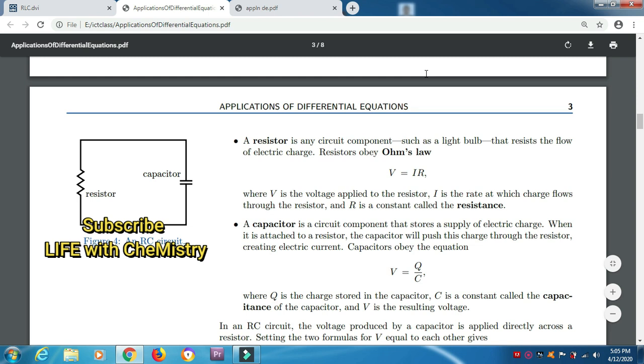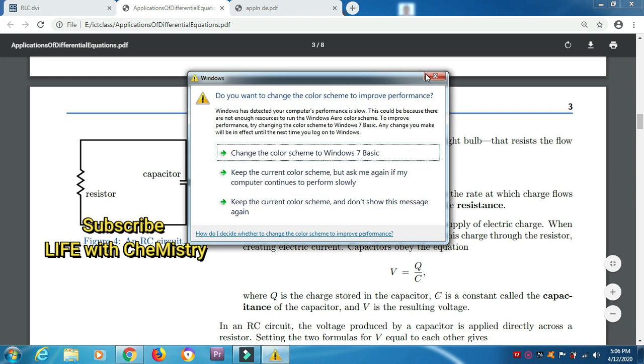V equal to IR, where V is the voltage applied to the resistor, I is the rate at which the charge flows through the resistor, and R is a constant. This is called the resistance. Then what is a capacitor? A capacitor is a circuit component that stores a supply of electric charge.